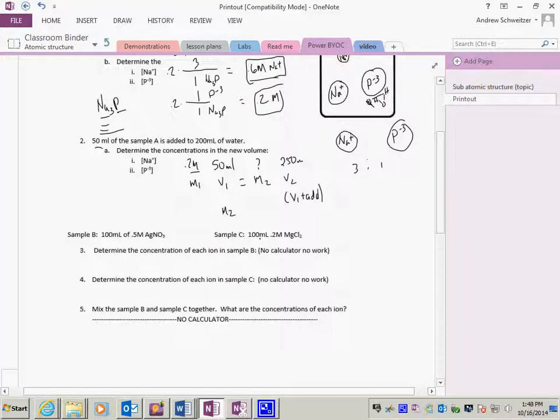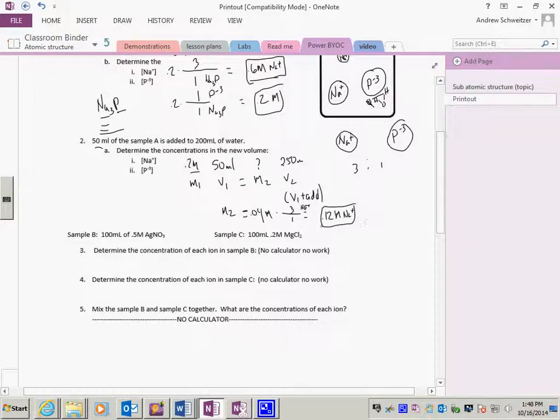So let's do this. I got 0.2 times 50 divided by 250, and I have 0.04. All right, so my molarity is 0.04. Now that's the molarity of the entire solution, and of course we know that it's a 1 to 3 ratio to the sodium ion, and therefore it is now going to be a 0.12 molarity of the Na plus ion, because that is what they want.